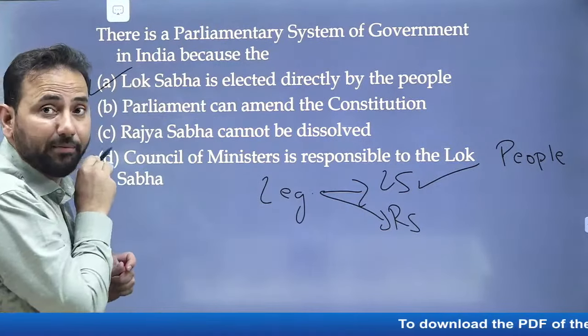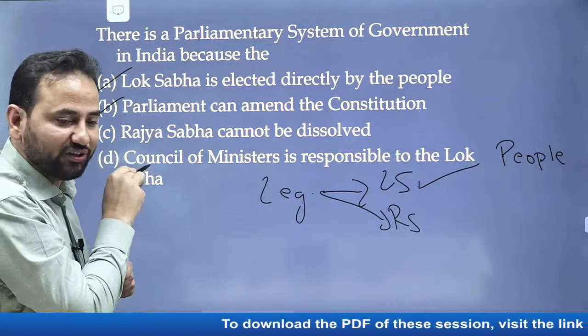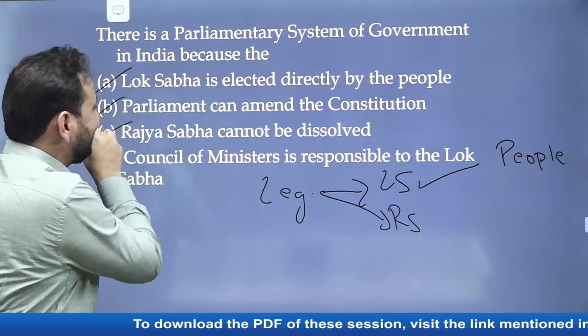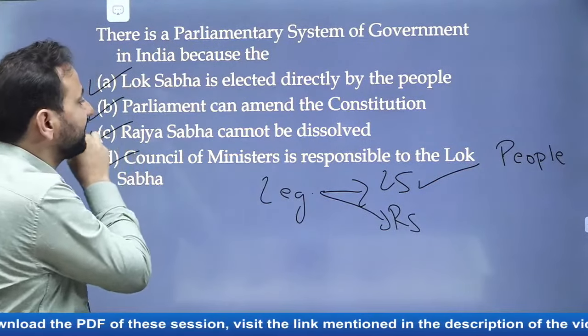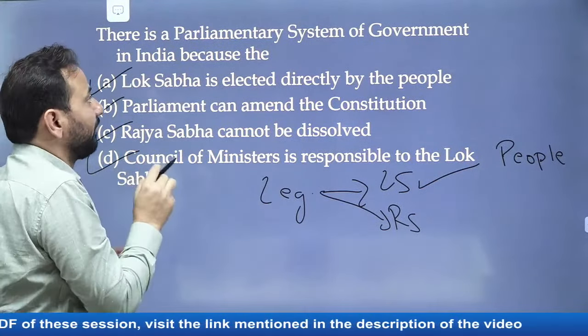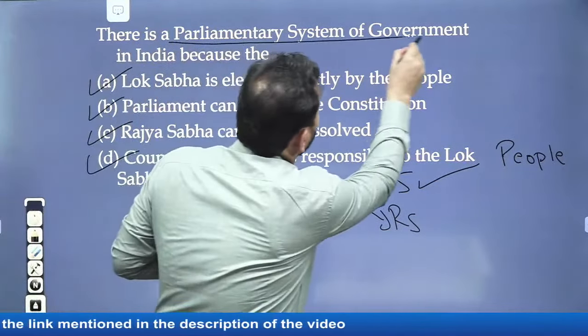Lok Sabha is elected by the people. B is also correct, that is Parliament can amend the constitution. C is also correct, that is Rajya Sabha cannot be dissolved. And D is also correct, that is Council of Ministers is responsible to the Lok Sabha. But here we have to see the demand of the question, that is parliamentary system of government.